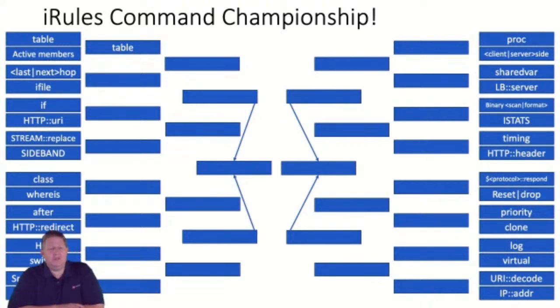iFiles is your ability to upload files like an HTML file or a JavaScript file, even like a TFTP binary. You can upload those things and then use iRules to serve those. And so iFiles are pretty powerful. And so I used iFiles there.